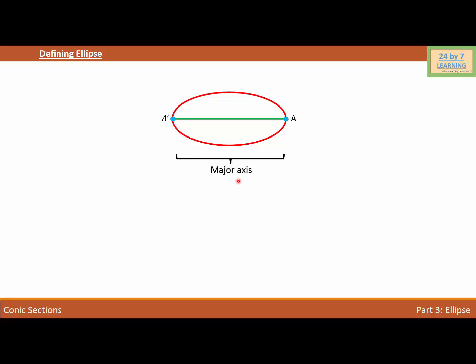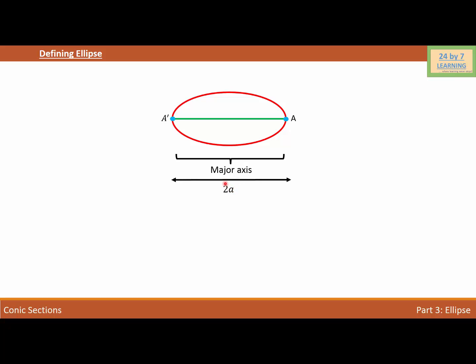Now let's try to understand some more terms of the ellipse. So let's consider the ellipse. This is my ellipse. Now I'm going to connect the extreme ends, and let these be the points A and A dash. So the distance between A and A dash is basically known as the major axis, and the length of that distance is basically 2A.